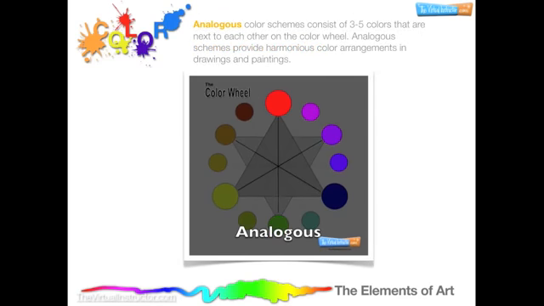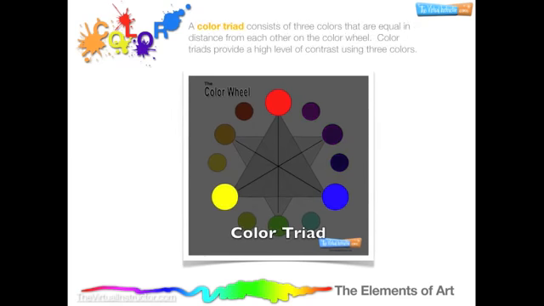Analogous color schemes consist of 3 to 5 colors that are next to each other on the color wheel. Analogous schemes provide harmonious color arrangements in drawings and paintings. For example, red, red-purple, purple, and blue-purple is an example of analogous colors.